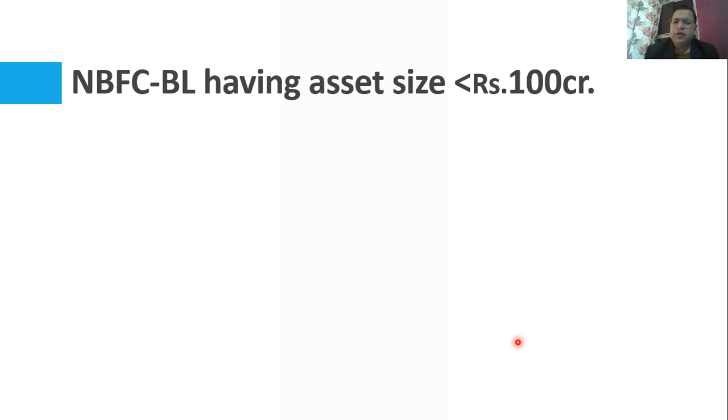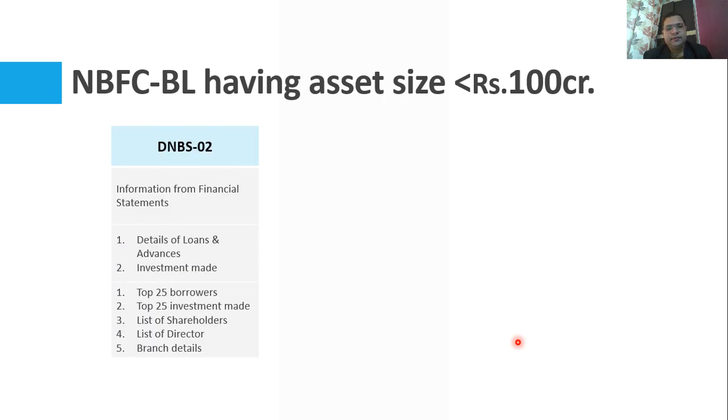So, giving a very brief intro on which returns are applicable to NBFCs in the base layer having asset size less than 100 crores. First is DNBS 02. Now in DNBS 02, what information do you need to fill? The information of the financial statements, meaning balance sheet, P&L and their schedules. After that, details of loans and advances: if your company does lending, there will be loans and advances. If your company is purely investments, then there will be details of investments. Top 25 borrowers, top 25 investments, list of shareholders, list of directors, branch and NPA. This entire information you have to fill in the DNBS.